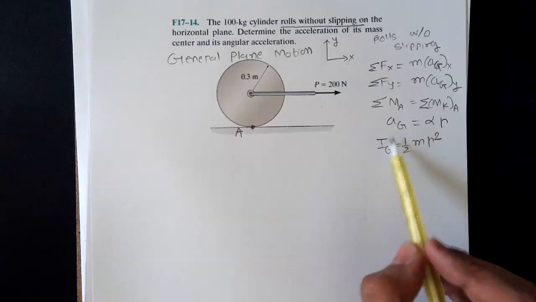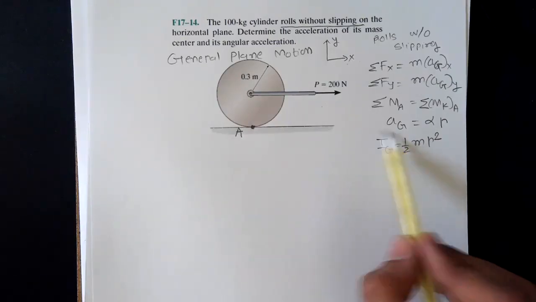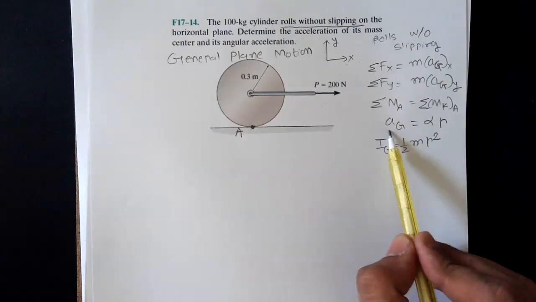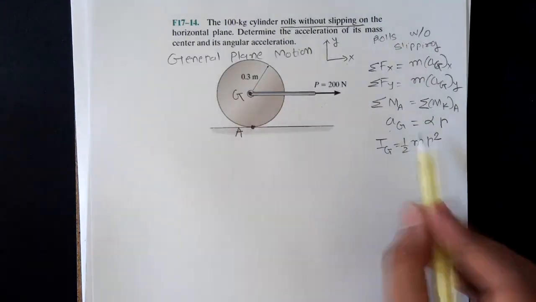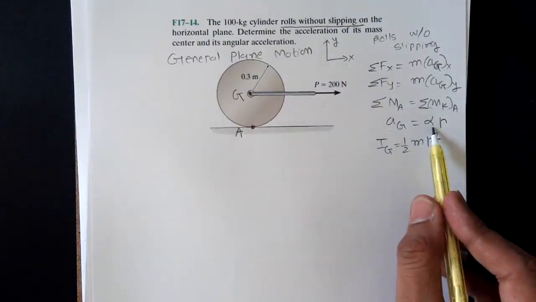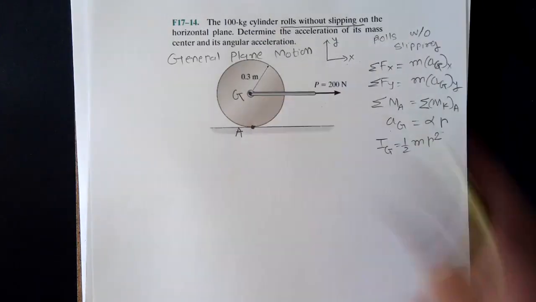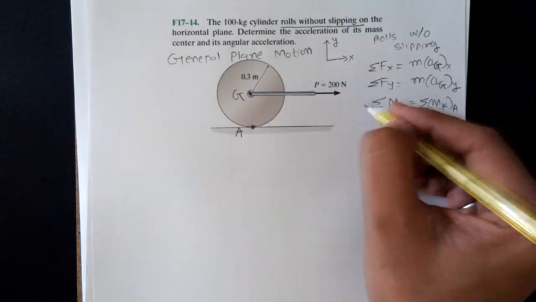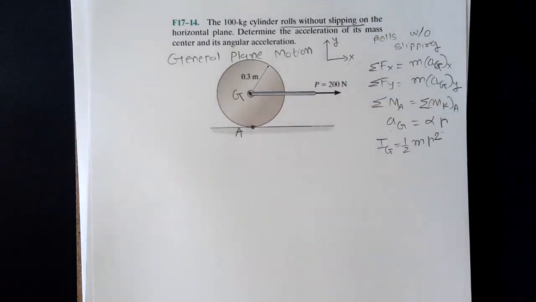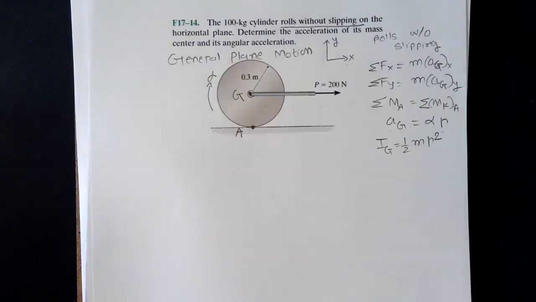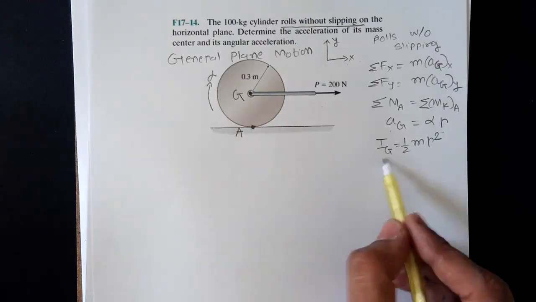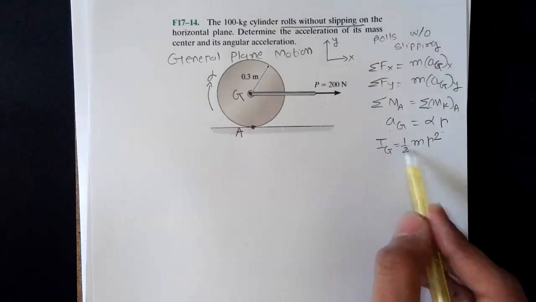And since it rolls without slipping, we can also say that the acceleration of the center of mass of the wheel. By the way, where is the center of mass? It's here. That's G, is equal to the angular acceleration multiplied by the radius of the wheel, which is 0.3. Okay, and when this pulls here, the direction of the angular acceleration is clockwise. Okay, so that's alpha. And we also need this information that the moment of inertia of a disk about its center of mass is 1/2 mr squared.